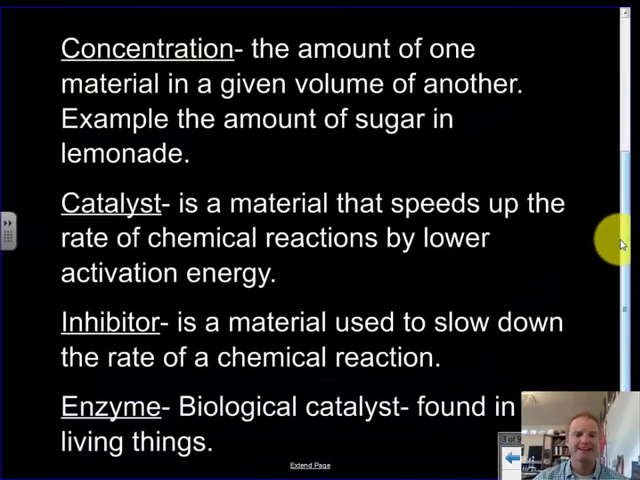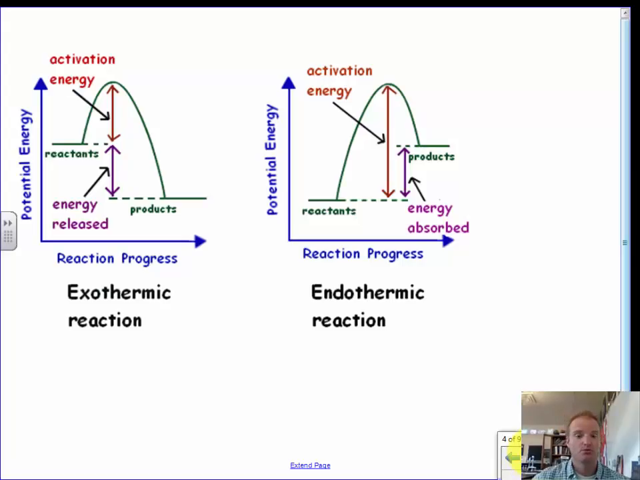We can also add a catalyst. A catalyst is a material that speeds up the rate of a chemical reaction by lowering the activation energy. So less energy is needed to start that reaction. And we also have what are called inhibitors. A catalyst speeds up; inhibitors do the opposite. They slow down the chemical reaction. And along with a catalyst, we have what are called enzymes. Enzymes are just biological catalysts. They're found in living things. So you have hundreds of enzymes inside of you working all the time to keep reactions happening fast enough so you can stay alive.